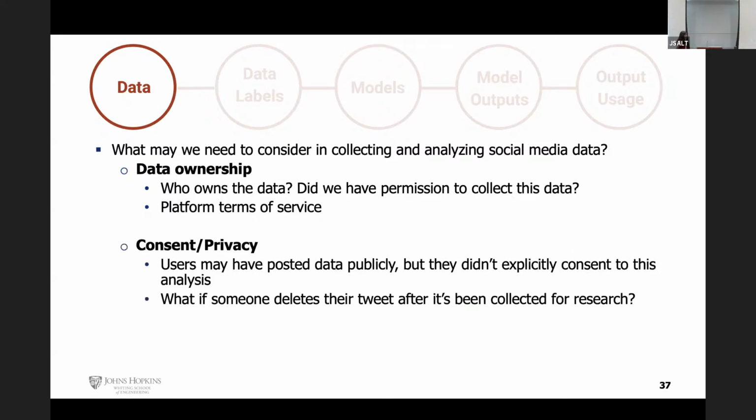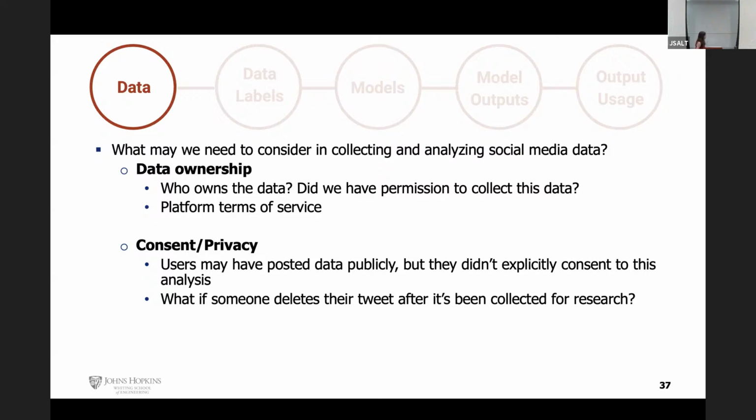We also can think about this from the perspective of the user, and this is becoming really common. About 5 years ago, no one thought about this. It was like social media data is public on the internet. And now there's a lot more concern that just because someone posted their data publicly, that doesn't mean that they wanted a researcher to come and analyze it.